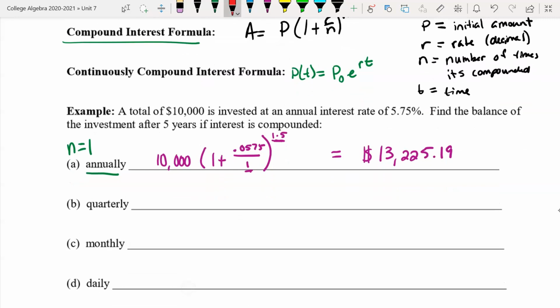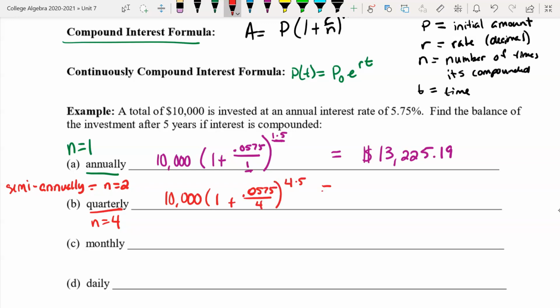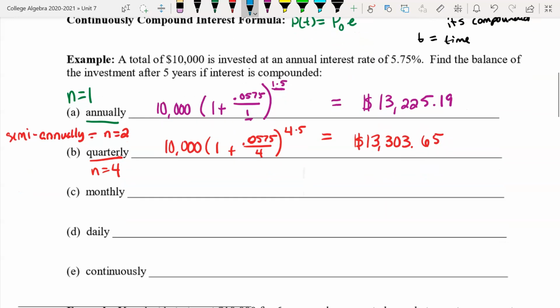All right. One that I kind of skipped, semi-annually, if you see that word. So annually means 1, semi-annually is 2. Quarterly, that means 4 as your N. So we're going to use the same numbers, but let's look at how it affects it if I compound it quarterly instead of annually. So again, I would type in 1 plus 0.0575 divided by 4, press enter. This time I'm going to raise it to the 20th power because it's 4 times 5. And you should get $13,303.65. And again, I would practice this just to make sure I got it correctly.